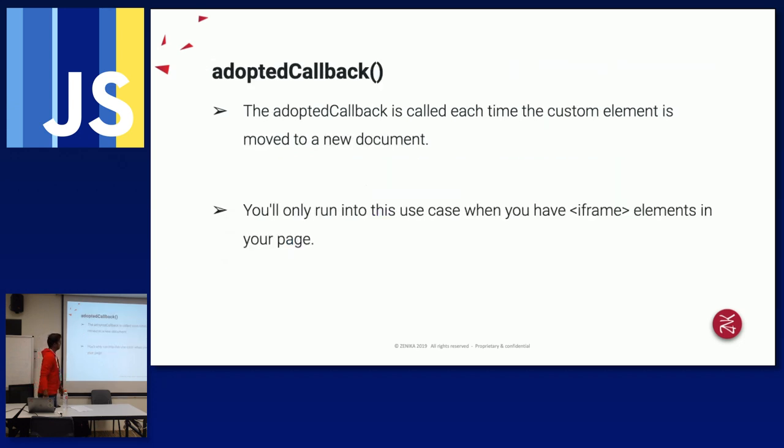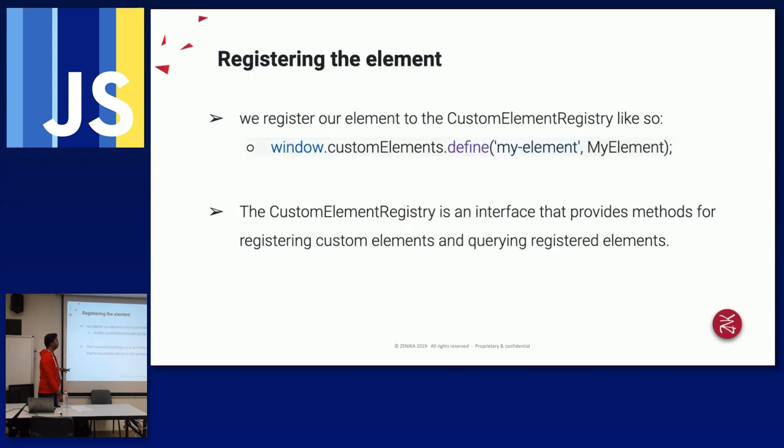Adopted callback, as I told you, is called whenever you move your DOM to a new document. It's useful when you are using an iframe in your application. And there's one more method available, customElements.define, which is used to register your elements. It uses the custom elements registry and is defined using window.customElements.define. You give the name to your element and provide the class you have created for that particular element.